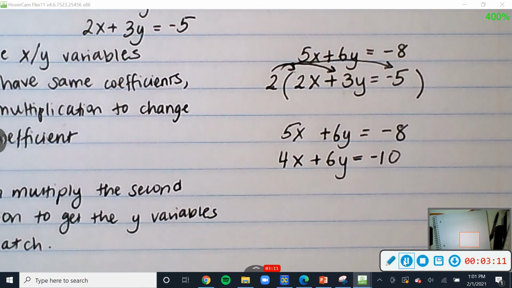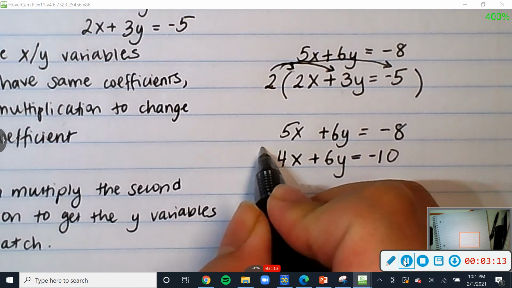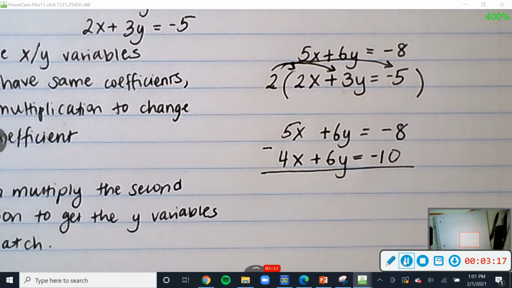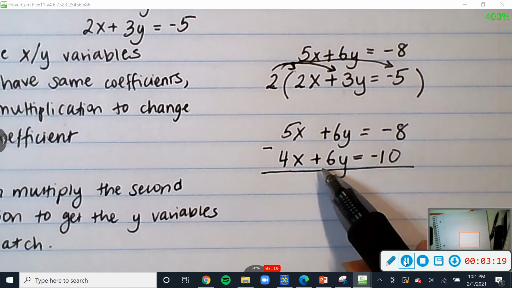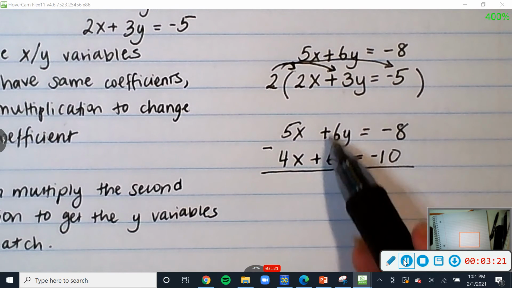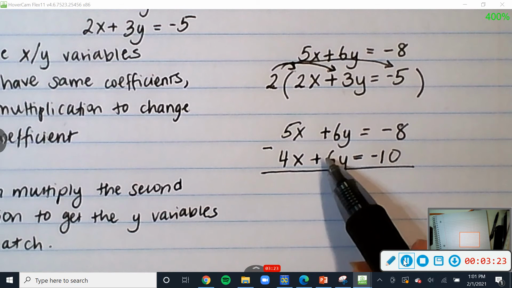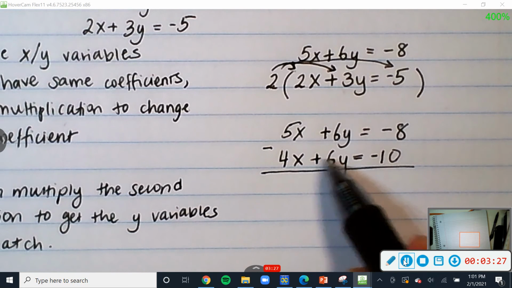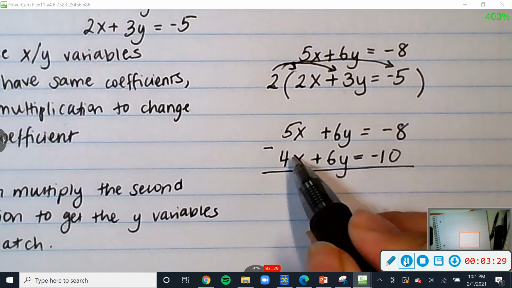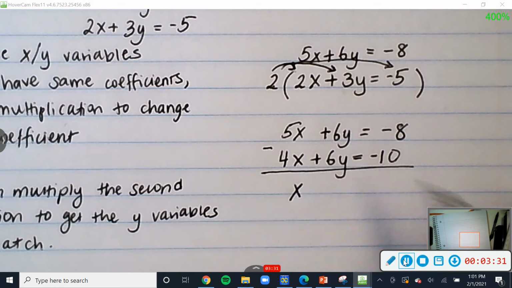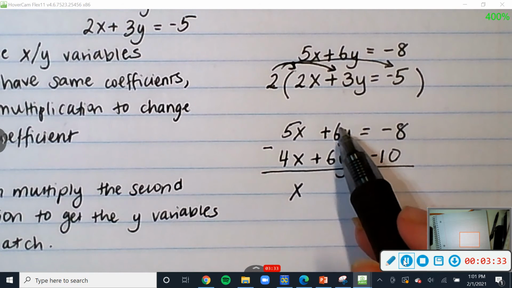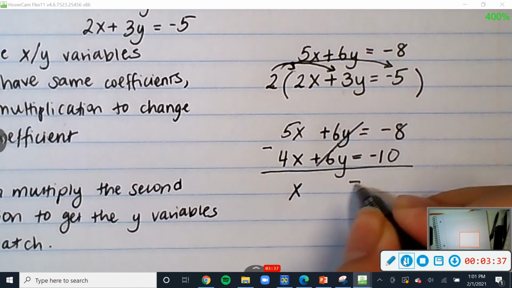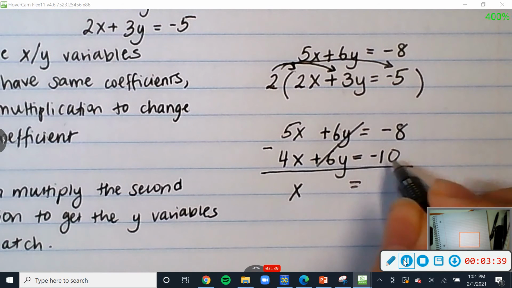Again, if you didn't watch part 1, this part is very similar to the process that we've already done before. I'm going to subtract the equations because remember, when you have the same sign, a positive and a positive, you want to subtract because subtracting these will give you 0. So we're going to subtract 5 minus 4, which is just 1x, and then 6 minus 6 will cancel out, so I'm going to cross them out, and then negative 8 minus negative 10.